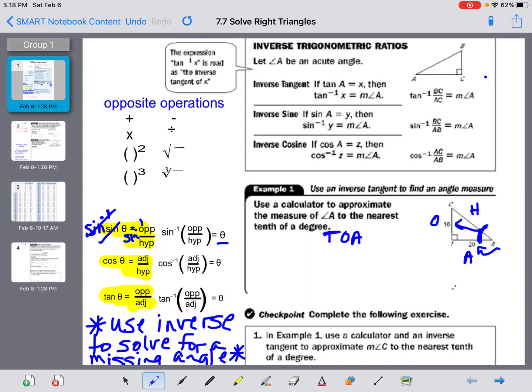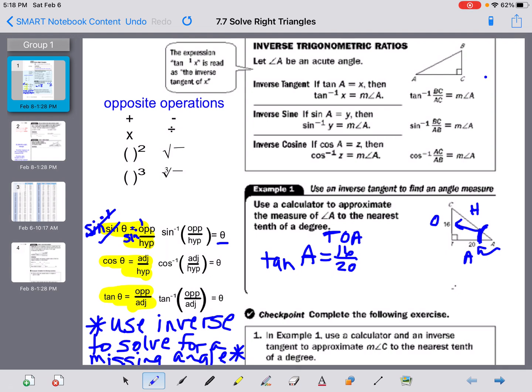Am I going to SOHCAH or TOA that one? That's a TOA. Okay, so I'm going to set it up, tangent of my angle, always the angle. This time I don't have a number to put in, so I'm just going to put in A, but I need an angle there, equals the opposite, that's the 16, over the adjacent, that's 20. Okay?